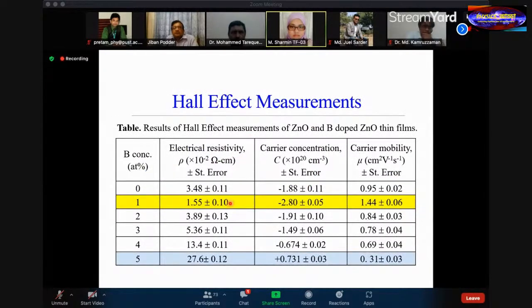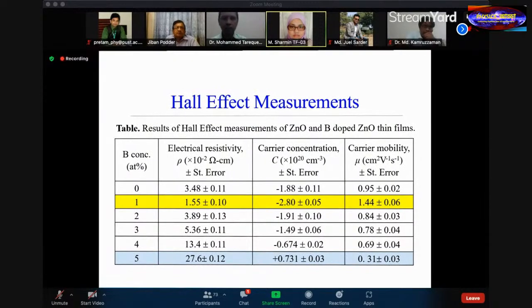Electrical resistivity was found to be lowest at 1 atomic % due to the higher amount of donor concentration, and the carrier mobility was highest in this case. But with the increase of boron doping, the electrical resistivity increased, whereas carrier concentration decreased and carrier mobility also decreased. Interestingly, at 5 atomic %, the carrier type changed into p-type, and this perhaps happened because the boron 3+ ion occupies the zinc antisites and oxygen sites, which act as local acceptors and compensate the donor impurities, and such a reversal happens.